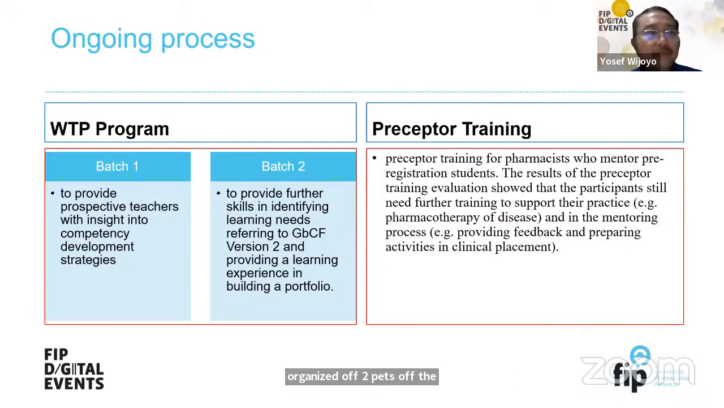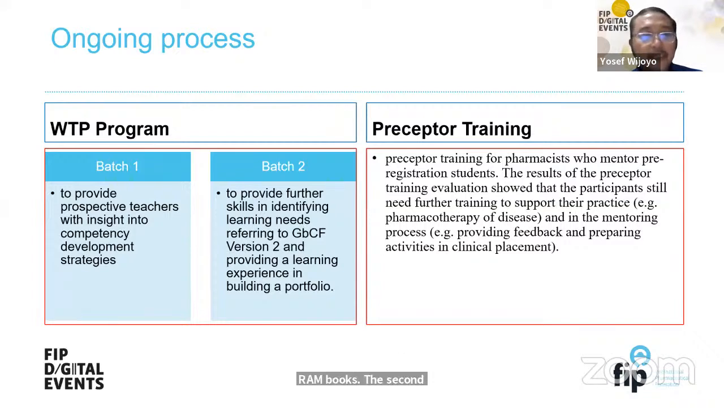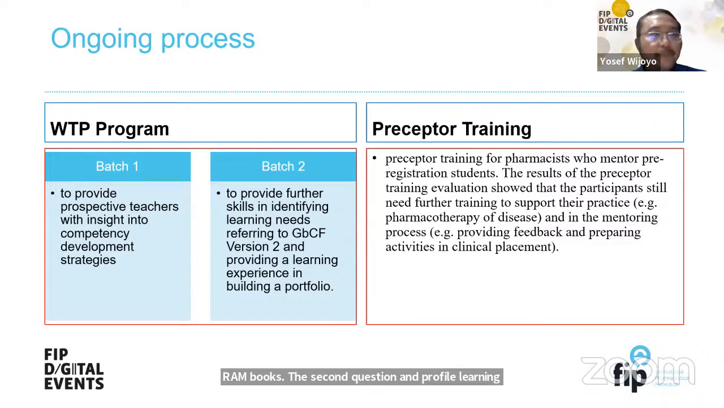The first batch of training aimed to provide prospective teachers with insight into competency development strategies, including the national competency framework, competency-based training, and professional development portfolios. The second batch of training aimed to provide further skills in identifying learning needs, referring to the Global Competency Framework, the second version, and provide learning experience in building a portfolio.